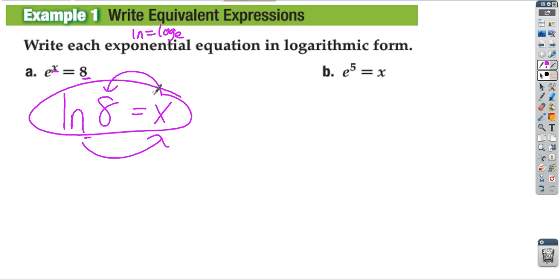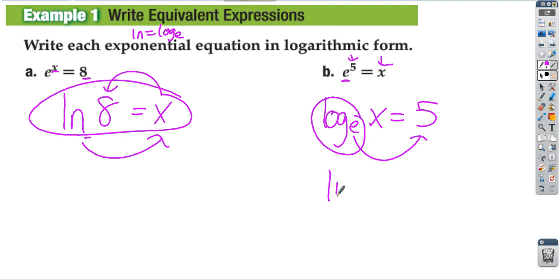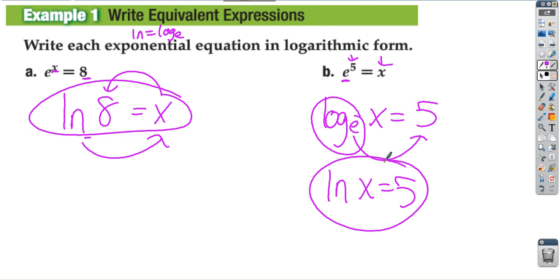Okay, same thing right here. This is going to be the log, I'll write it both ways. The log base e, e raised to this power, so e raised to the 5th power, equals this answer, equals x. And another way of writing log base e is the natural log. So the natural log of x is equal to 5.